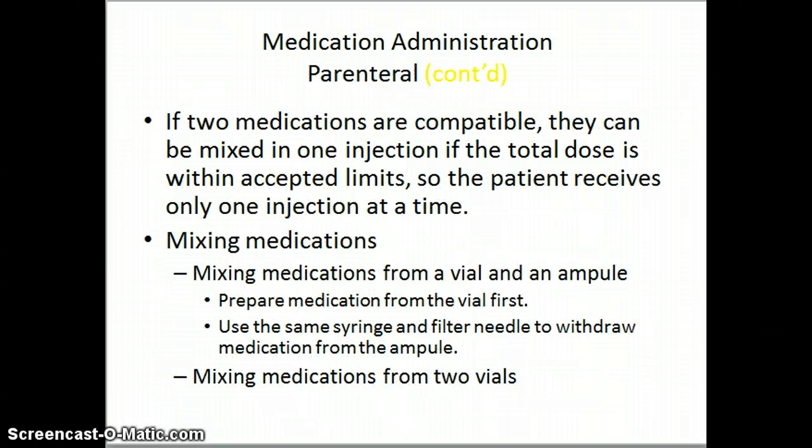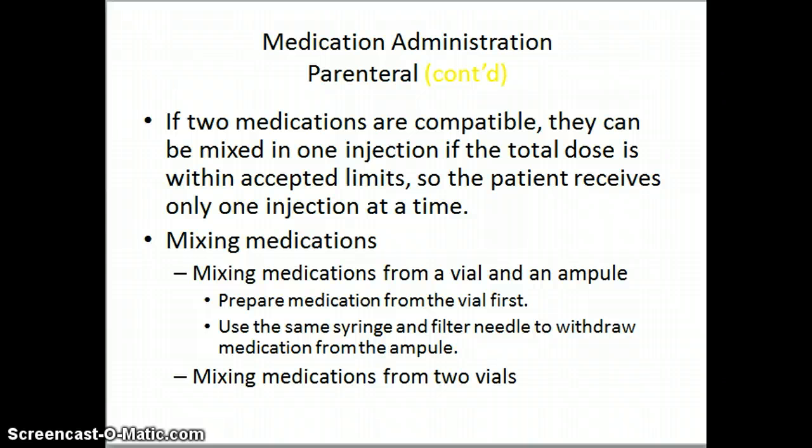In looking at our medication administration, if we have two medications that are compatible, we can put those into one injection. A good example is our regular and NPH insulin, so that we limit the amount of injections a person has to receive at one time. When we mix medications from a vial or an ampule, we prepare the medication, trying to not contaminate one medication with another, and ensure that the final dose is accurate.